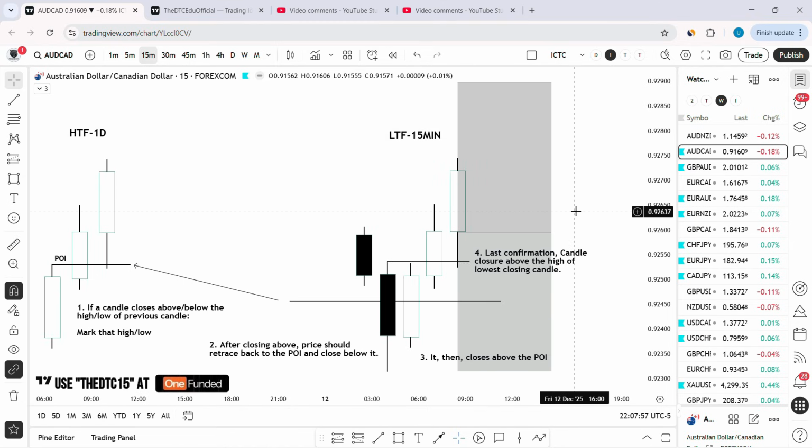Other than that, you should avoid entering a trade during 3 p.m. to 6 p.m. because during that time the spreads are very high. Now let's move to the example of this strategy and then we will answer your questions.